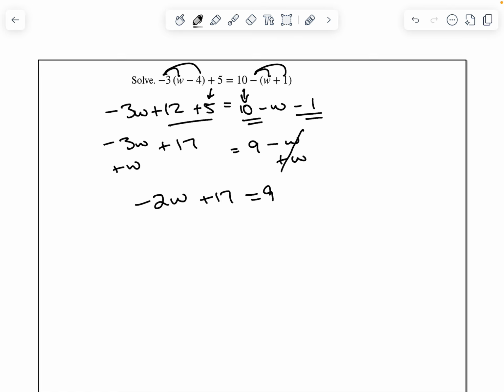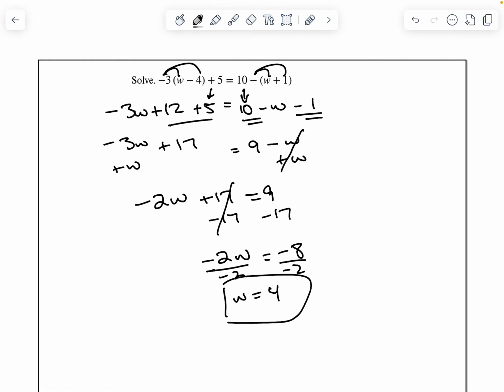Then I'm trying to get the numbers to the right by subtracting 17. Negative 2w, those will go away, equals negative 8. If I divide both sides by the same thing, that's the multiplication property of equality. I can multiply or divide by the same thing. W equals 4. That should be my solution. I'm not going to do this every single equation today, but I am going to do it for this one so you can see an example.